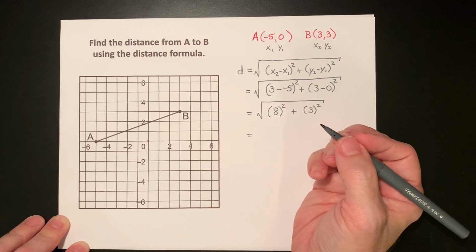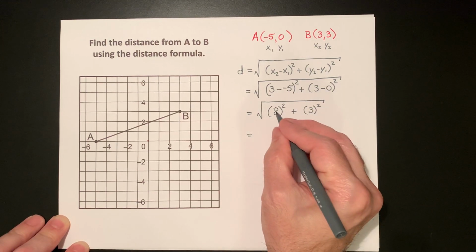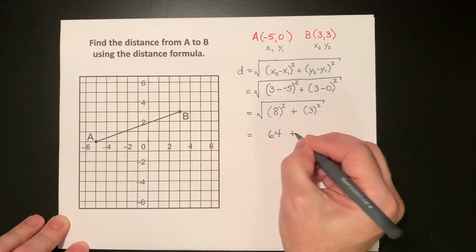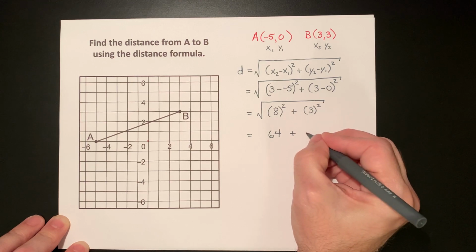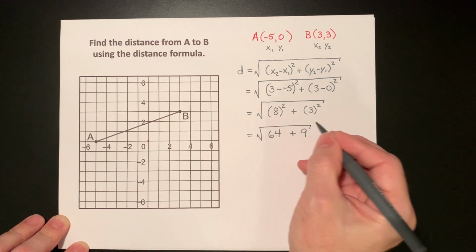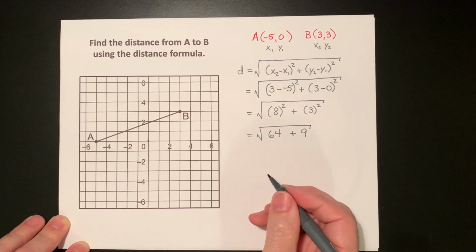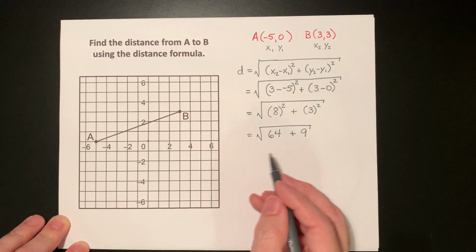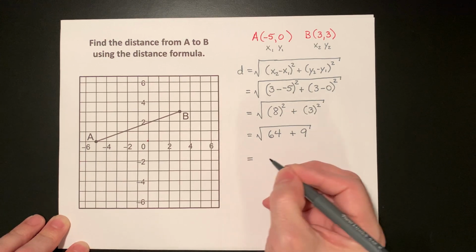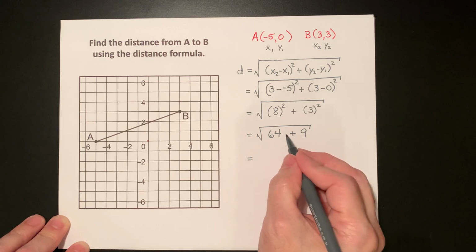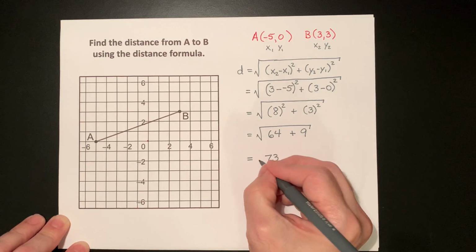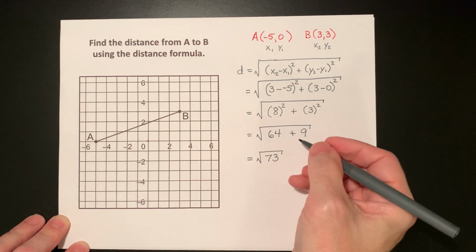Next, I'm going to take care of the exponents. So 8 squared, 8 times 8 is 64. And 3 squared, 3 times 3 is 9. Next in our order of operations would be multiplying or dividing as we go left to right. We don't have any of that. Next then would be addition or subtraction as we go left to right, and all that we have is addition. So this would be 73. We're still under the square root.